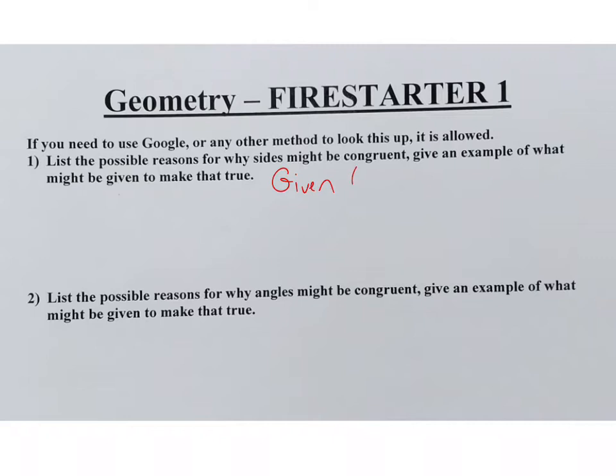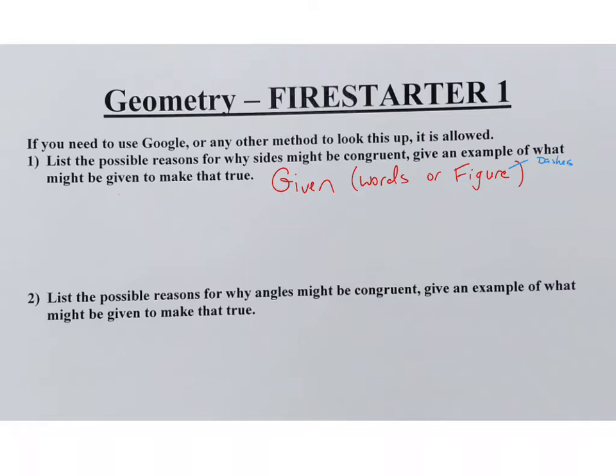So the given can be in words or it can be in the figure. Now remember, if it's in the figure, it has to have those markings on there that were already there, not the markings that you would have added. That's like the dashes to say congruent sides. So specifically, when we talk about a figure, we talk about the dashes, right? So that's our first thing.